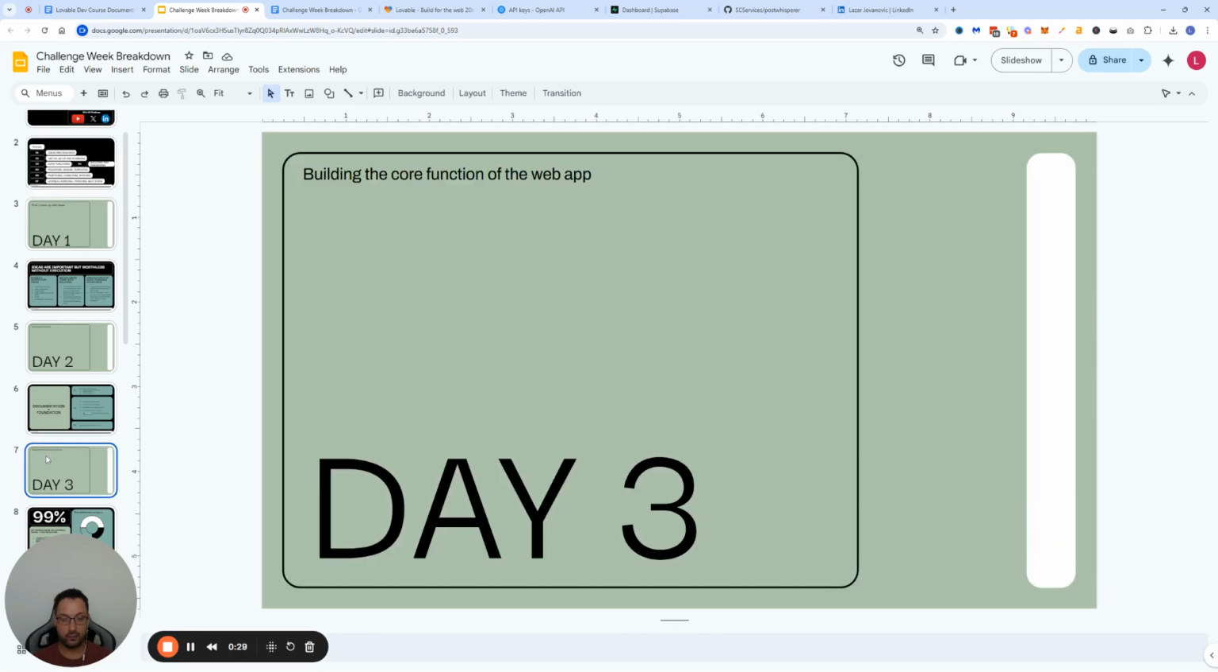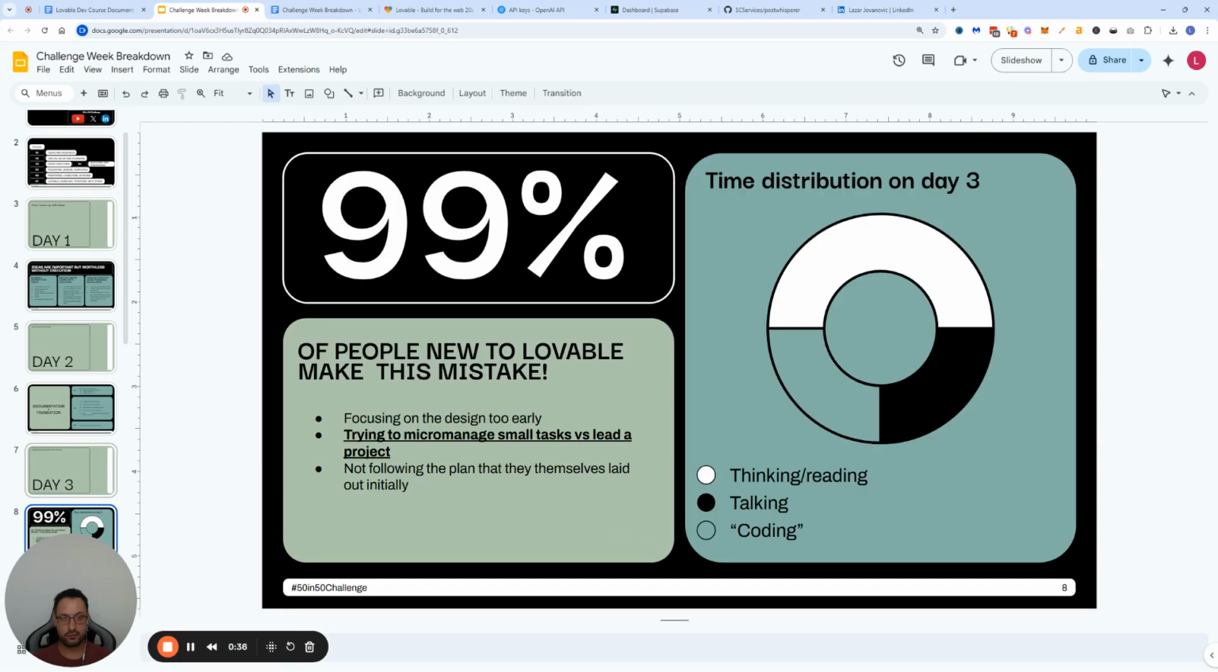Well, I wouldn't say that necessarily. It really depends on the type of person you are. Because when building the core function of your web app, 99% of people that are new to Lovable or any AI coding tools make the exact same mistake. They start focusing on the design and the nice stuff too early, micromanaging small tasks versus leading a project, which is, I think, a mindset shift that you will need to take from day one to make this process easier for you. And especially not following the plan that they themselves laid out initially, right?